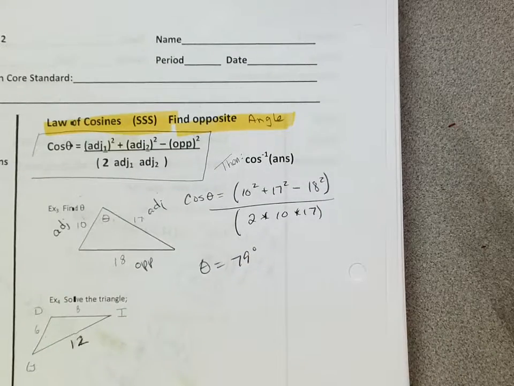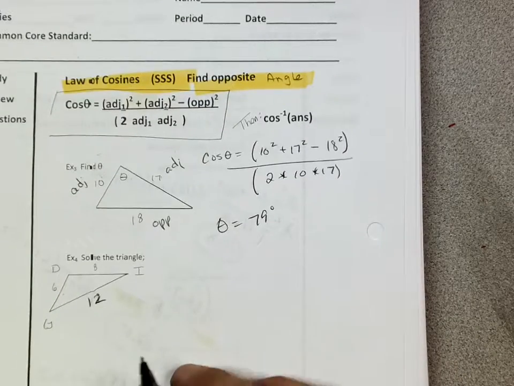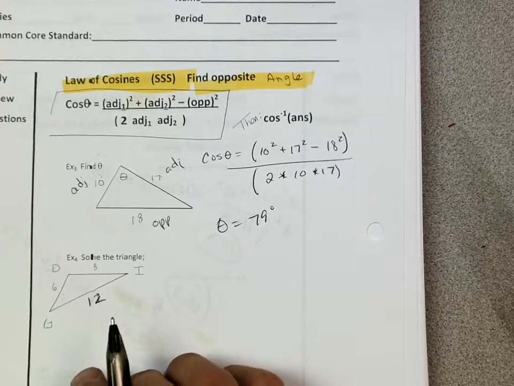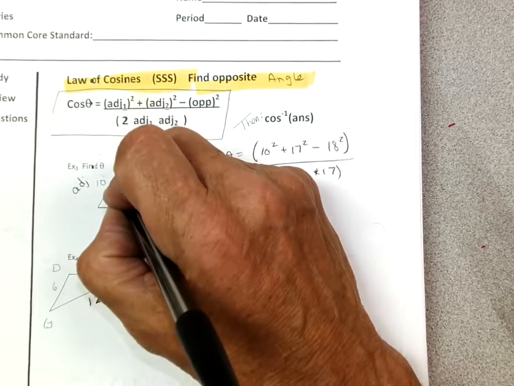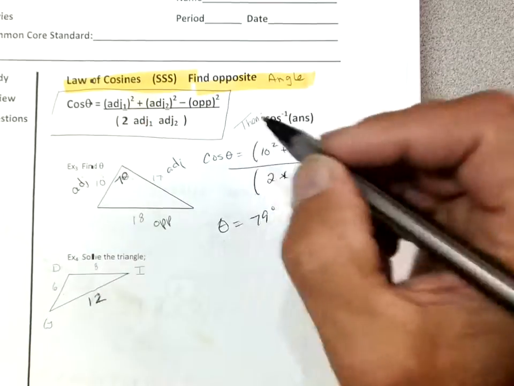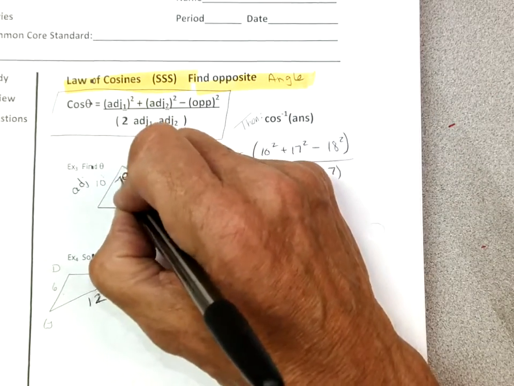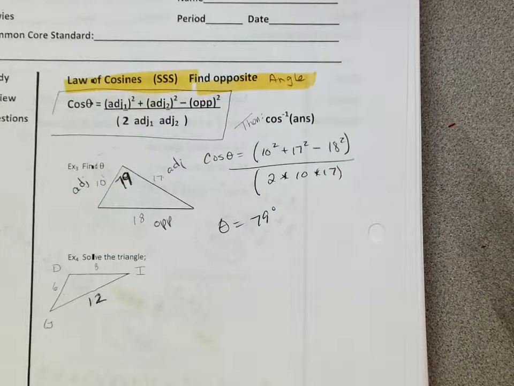Okay. Am I doing okay? Let me put 79 up here then. There you go. Last problem.